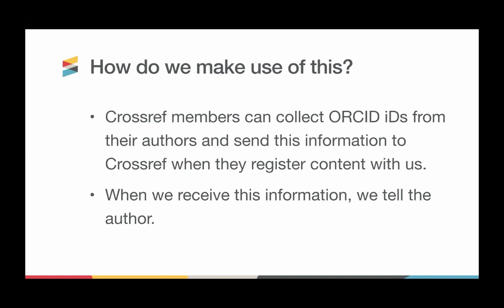And the way that this happens, again, Estelle will talk about it a bit more, but Crossref members can collect ORCID IDs from their authors, normally at the point where an author makes a submission to a journal. So as well as collecting information about who wrote the paper, what the paper is, the abstract, the references, the members are also collecting the ORCID IDs of the authors on the paper.